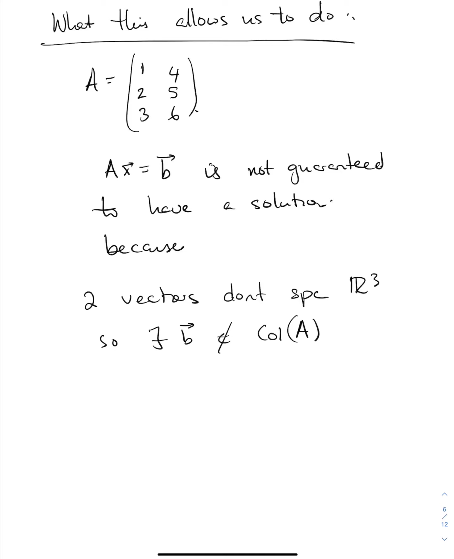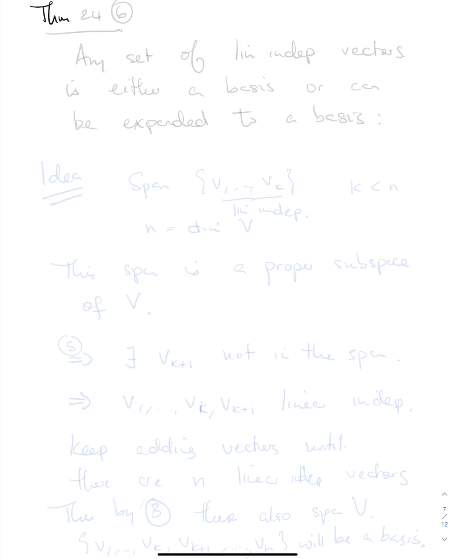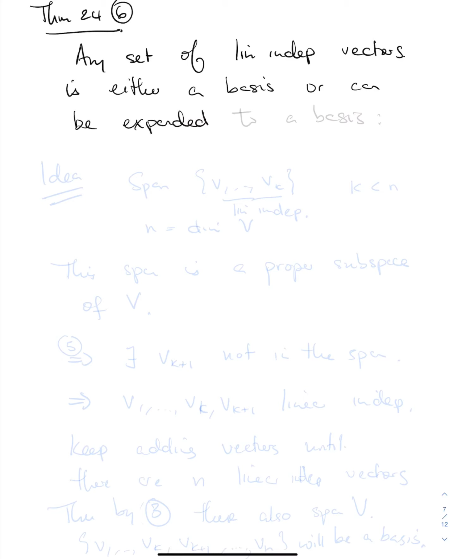So Theorem 24 part 5 allows us to quickly analyze whether we think a system of equations will have a solution or not. Let's do part 6. Theorem 24 part 6. Any set of linearly independent vectors is either a basis or can be expanded to a basis.